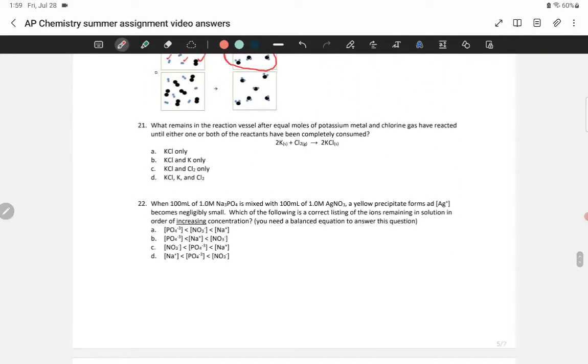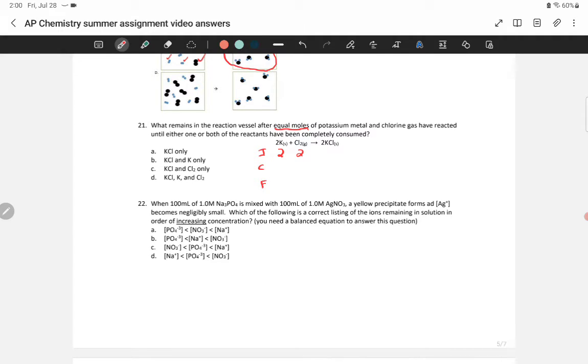21. We have a reaction, and it's already balanced. I'm going to write the I, the C, and the F just like I did before. It said we have equal moles, so we can make these numbers whatever we want. I think the easiest numbers to use would be 2.